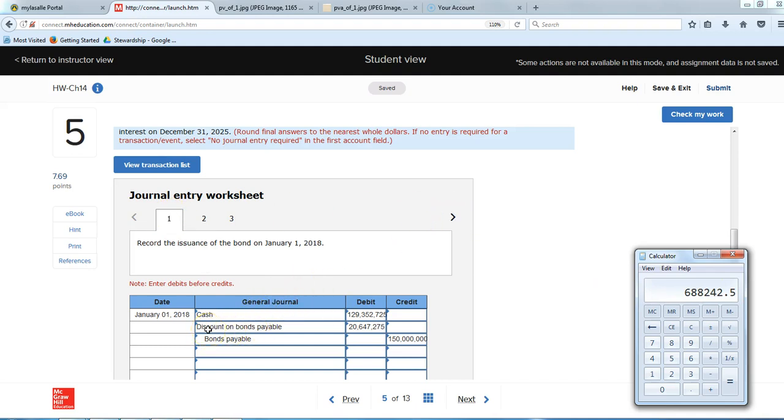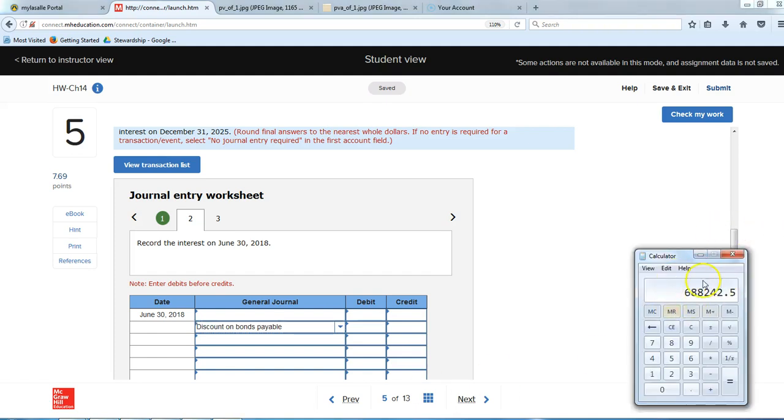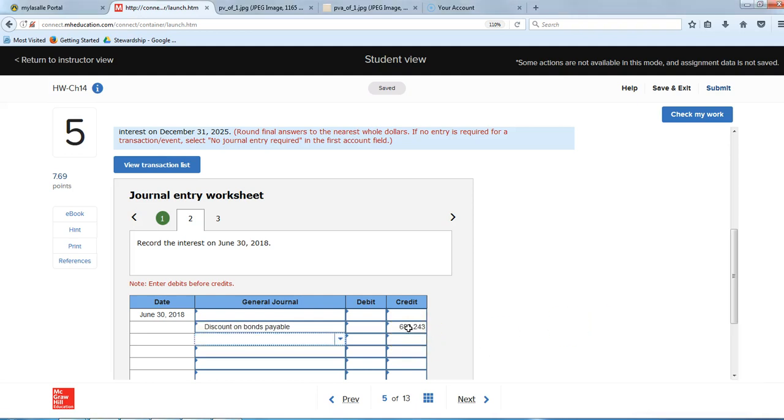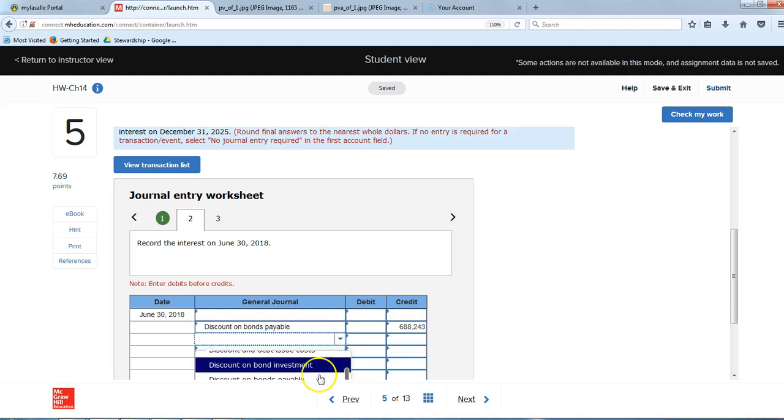To amortize discount, we will move this discount on bonds payable to credit side. So number 2, we will credit discount on bonds payable for our calculated amount, $688,243. Then we pay cash interest to bondholders for $7,500,000 every 6 months. And finally, we have interest expense as the plug-in.